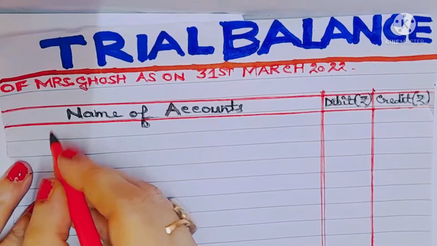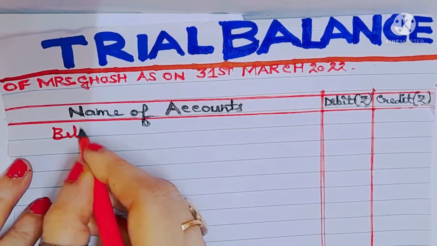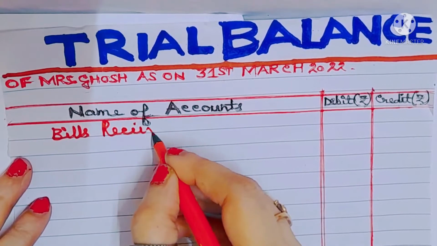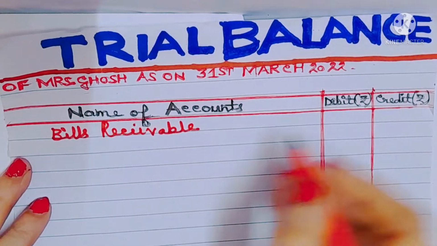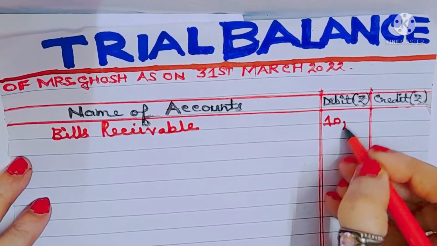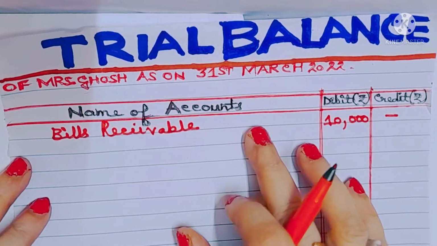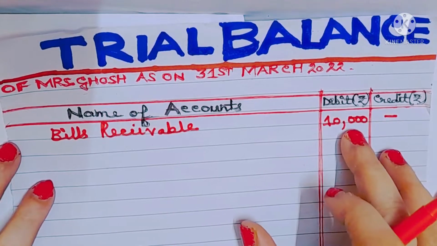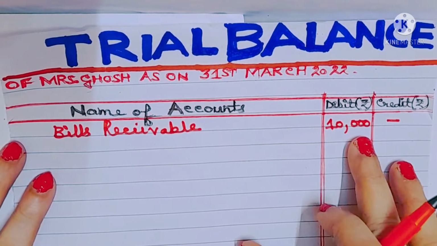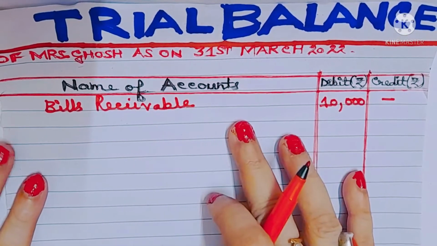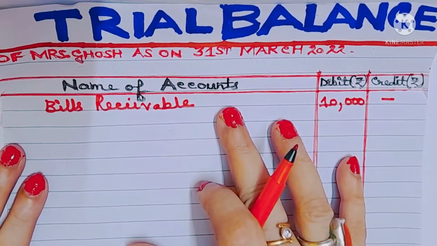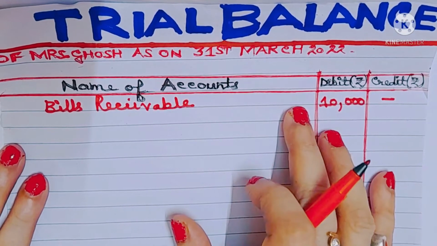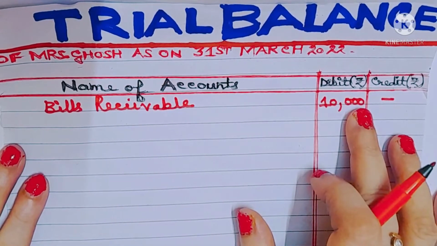So let's write bills receivable, 10,000. Bills receivable is a debit balance, and that is the reason we have written 10,000 in the debit column. But why is bills receivable a debit balance? Because bills receivable comes under personal account. According to personal account, the receiver of the benefit is debit. So bills receivable will be debited.